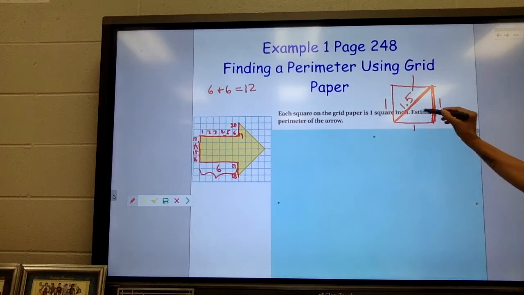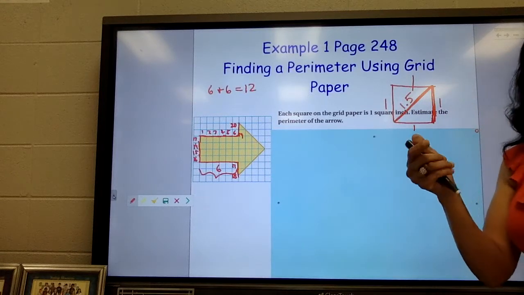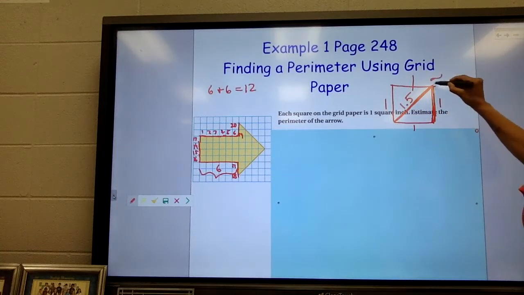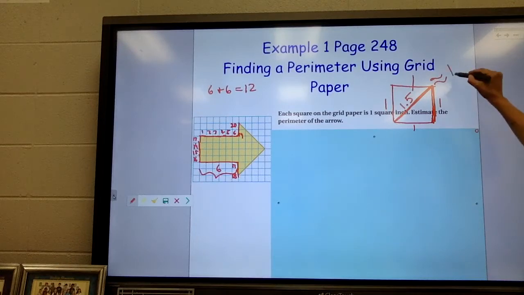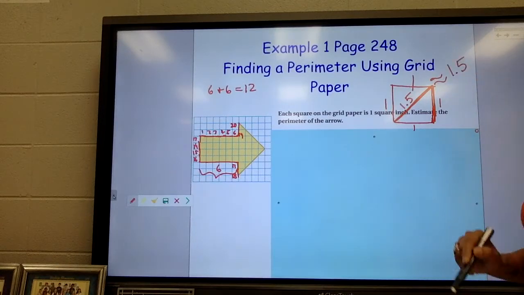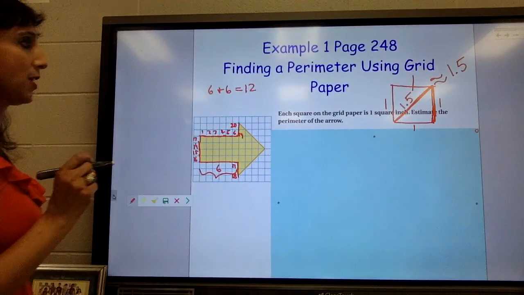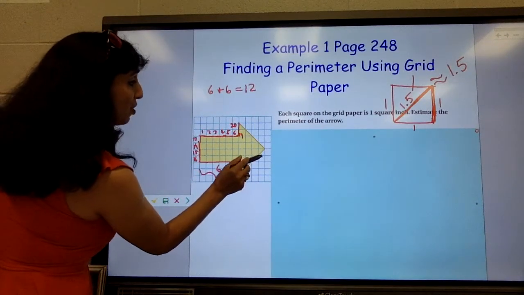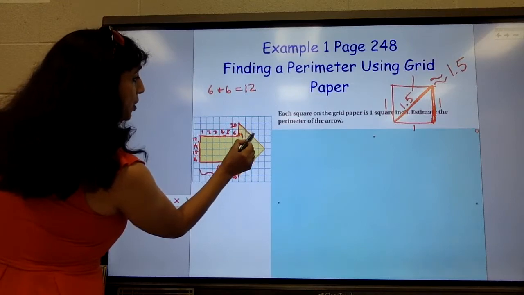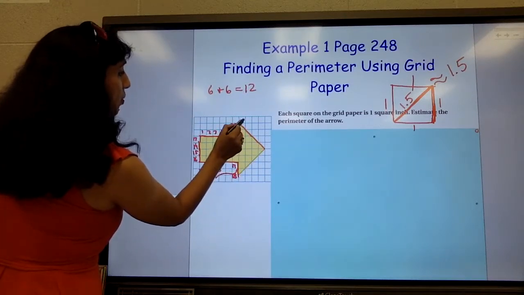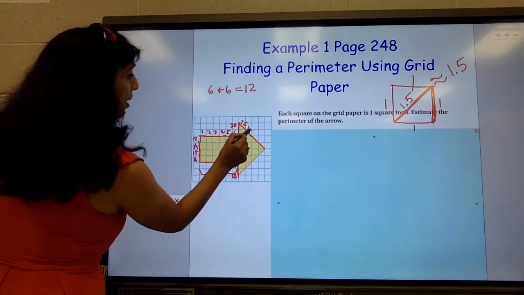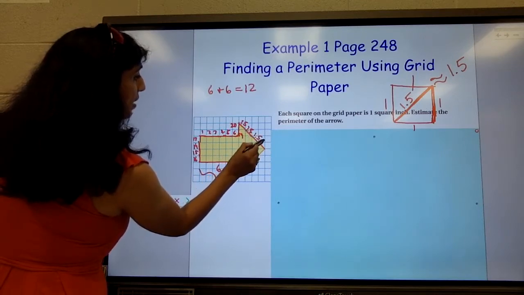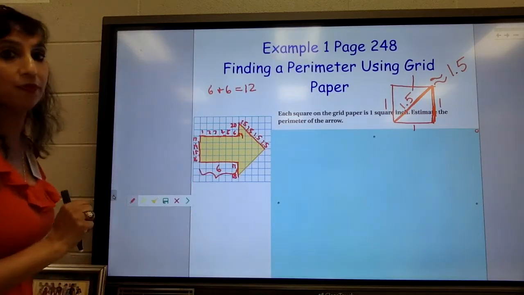So if this is 1, this is approximate. It's a little less, but we are going to take the approximate sign as approximately 1 and 5/10. Now let's count how many we have. How many slants do we have here? 1, 2, 3, 4. So each is 1 and 5/10, 1 and 5/10, 1 and 5/10, 1 and 5/10.